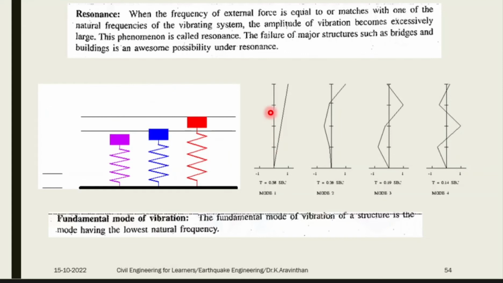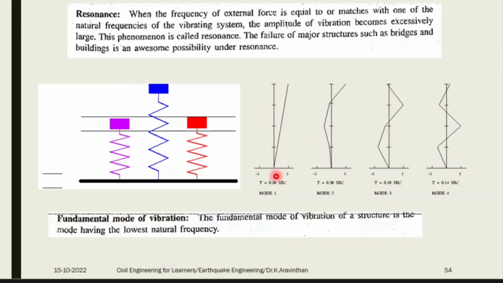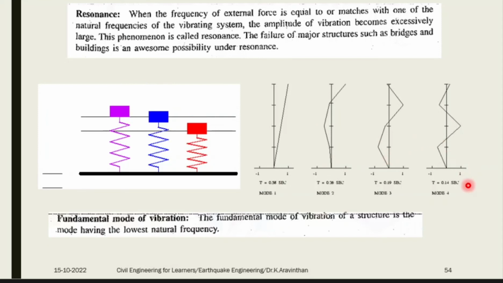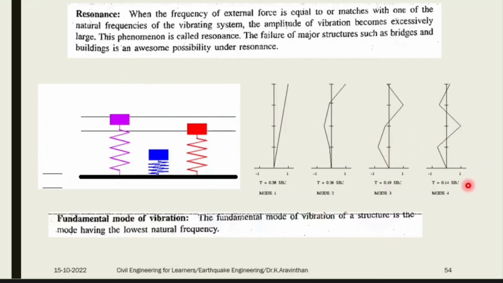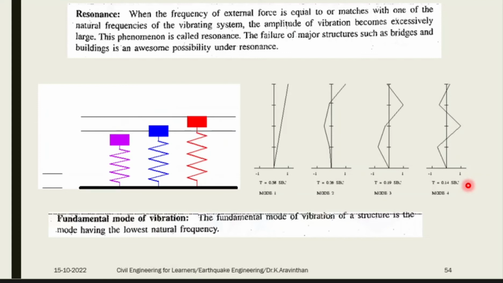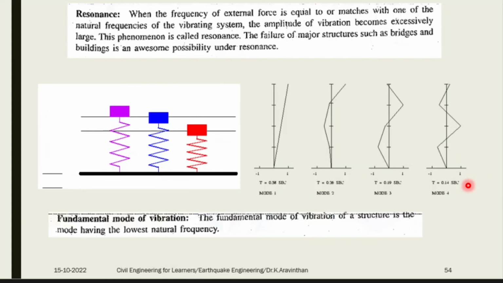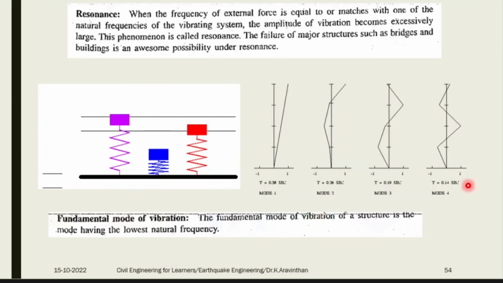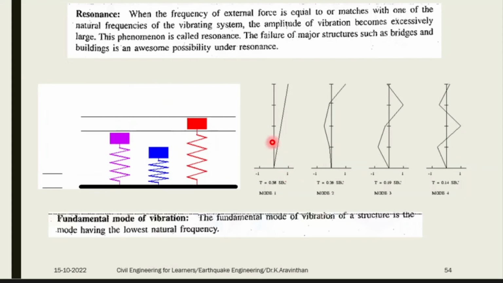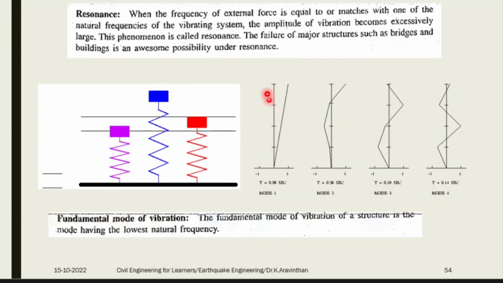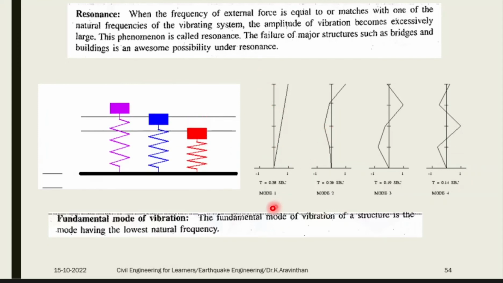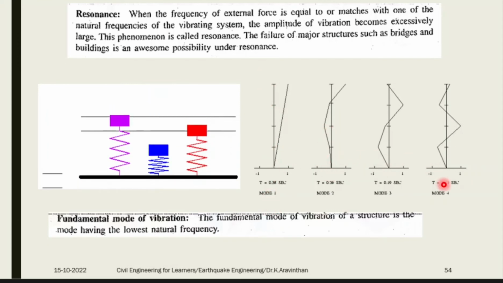If you have 4 floors and it is vibrating in only one direction, you will have 4 mode shapes. If you have 2 floors and apply force in one direction, you will have 2 mode shapes. If one mass is there, you will have only one mode shape. Since you have 4 floors, 1, 2, 3, 4, you will have 1, 2, 3, 4 mode shapes.